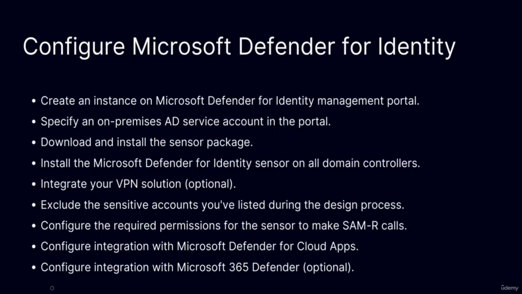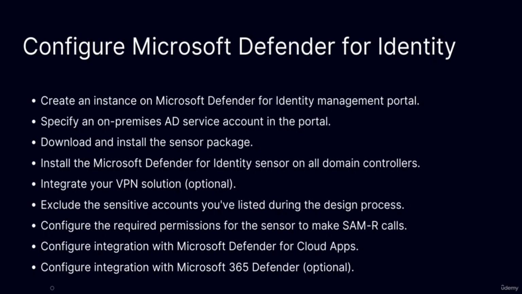So, basically, first you have to create an instance in your Microsoft Defender for Identity portal. Then you have to specify a service account for your on premise environment, and you have to download and install the sensor packets, which are basically agent type of software that is running on your on premise domain controllers. And these agents will actually send information to Microsoft Defender, and this information will be evaluated by Defender to identify if there are any security risks.